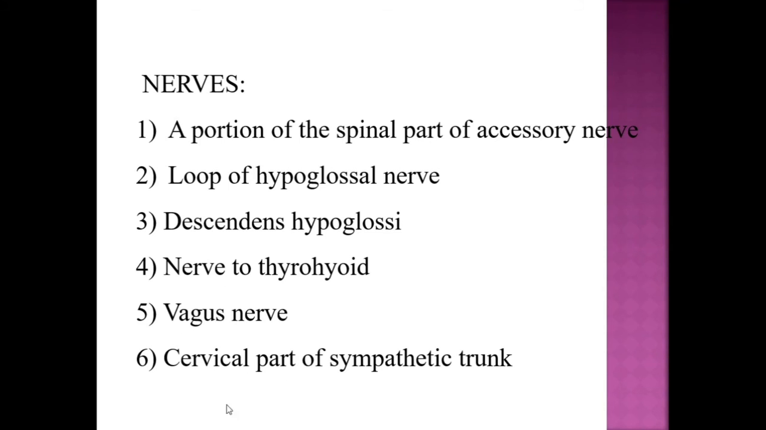The last nerve which is present in this carotid triangle is the cervical part of the sympathetic trunk. Though it is not a specific content of the carotid triangle, it can be visualized if you retract the carotid sheath laterally. Other structures in the carotid triangle: a part of the apex of the parotid gland, and also some deep cervical lymph nodes along the internal jugular vein. They are the jugulo-digastric group and the jugulo-omohyoid group. So this completes the contents of the carotid triangle.